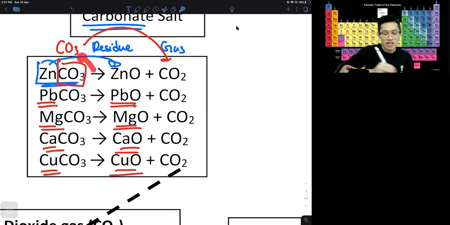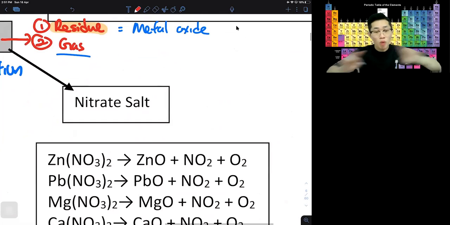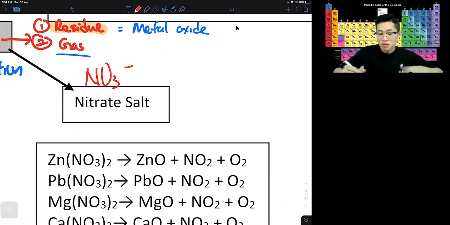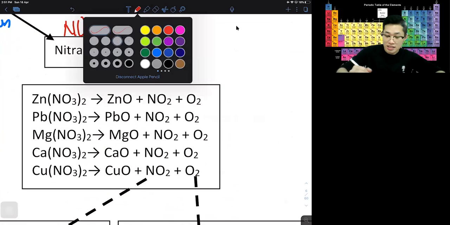ZnCO3 is insoluble, correct? Now, on the right-hand side, nitrate is almost the same as carbonate, but nitrate is NO3 minus. When we heat the salt, we still get metal oxide. Metal oxide is the residue.